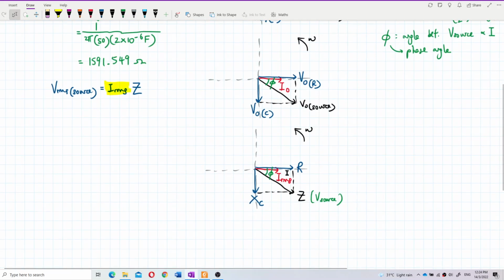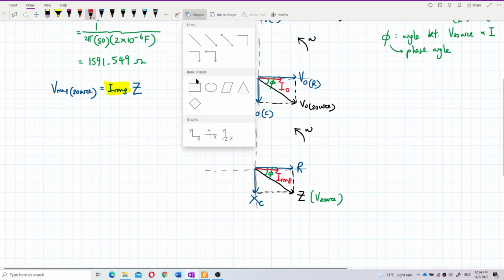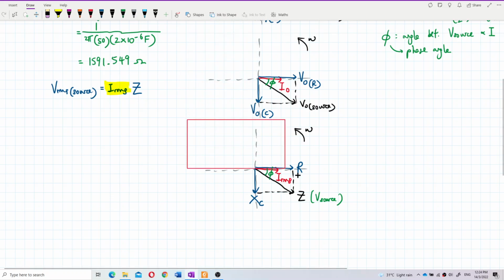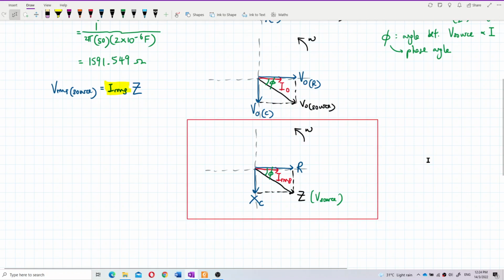So I can find impedance using this diagram. I think I can use this diagram. So to find the impedance, okay, let's find the impedance first.